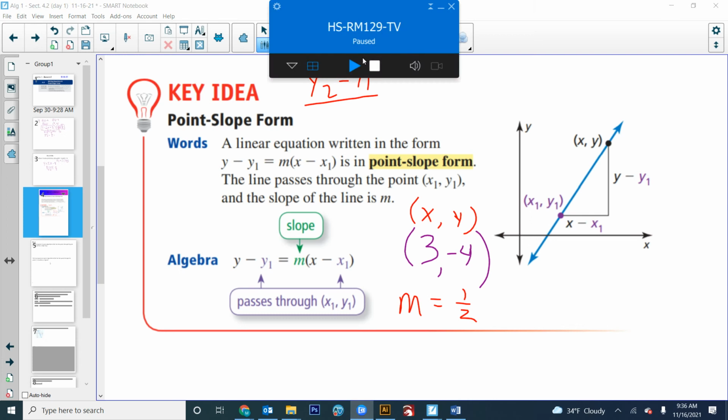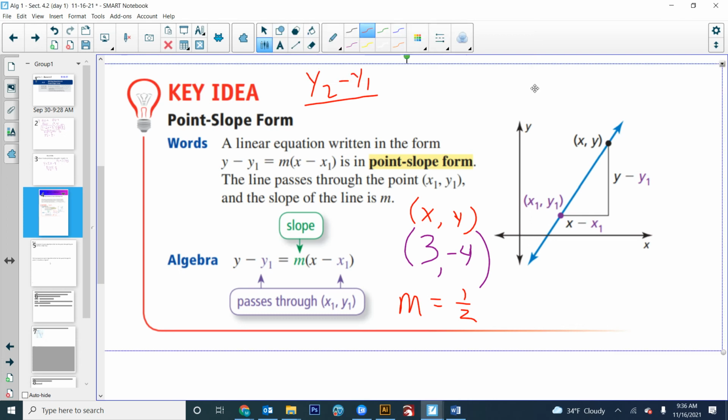Okay, do you remember the biggest thing we had to deal with when we did the slope formula? If we had a negative number over here, it turned them into what? Positive. Same thing here, guys. In my formula, notice it's minus, minus. So if I have a negative x or y, it's going to turn it to plus. That's the biggest thing you have to deal with.